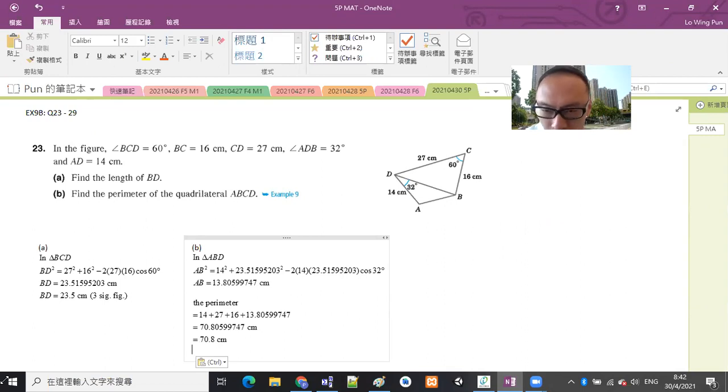Okay, if you are okay for using the cosine formula in this type of diagrams with two triangles, okay, if you are okay for this, please give me a like or a clap, please. If you are not okay, please raise your hand. Okay, thank you, thank you.